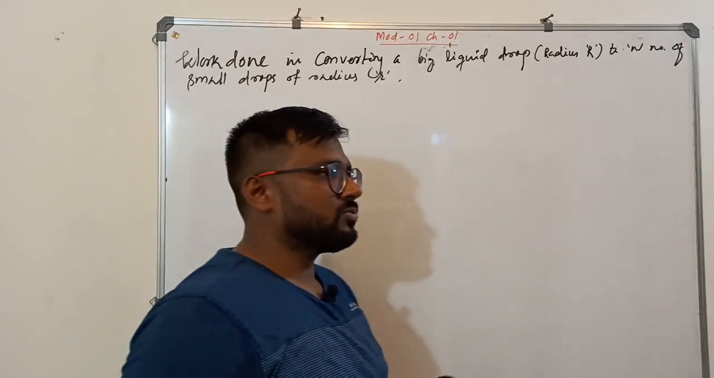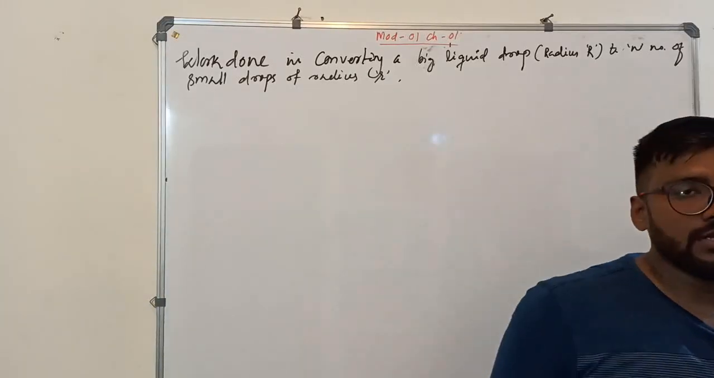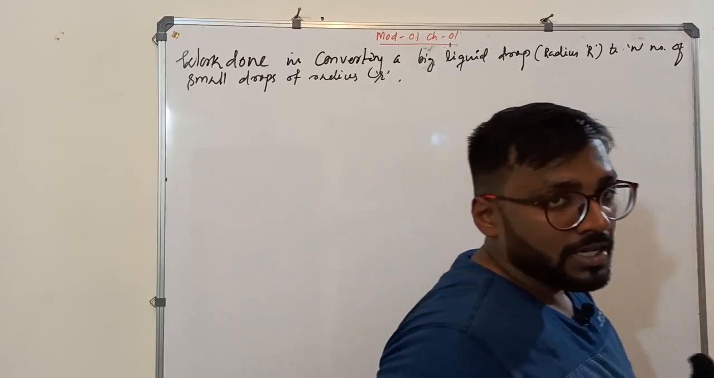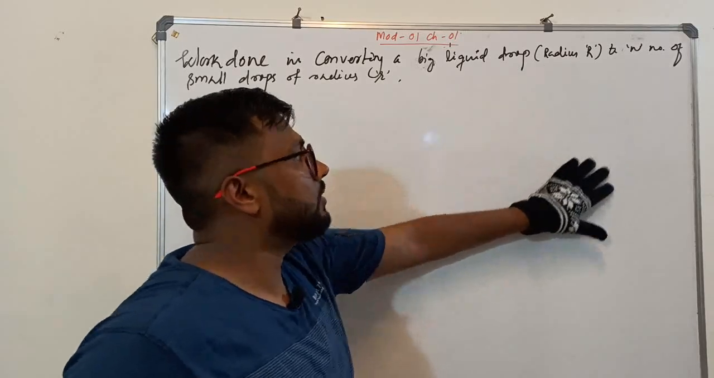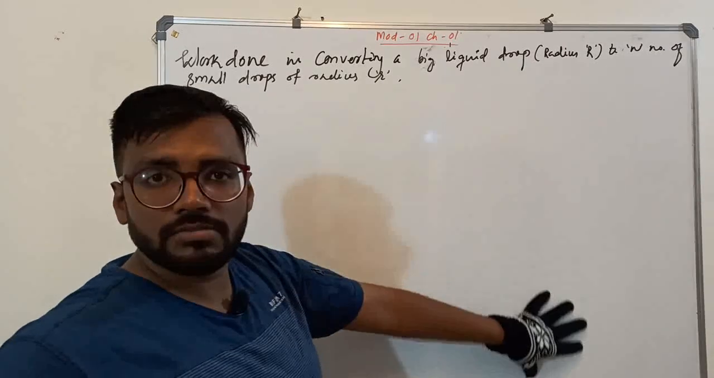Now see, there is one more interesting thing. Now we will be studying the work done in converting a big liquid drop of radius R to n number of small liquid drops of radius small r.